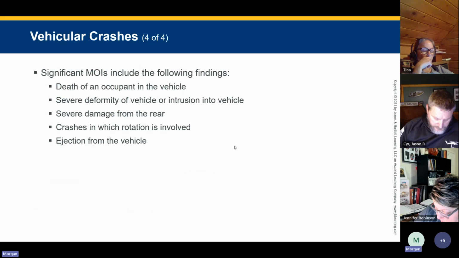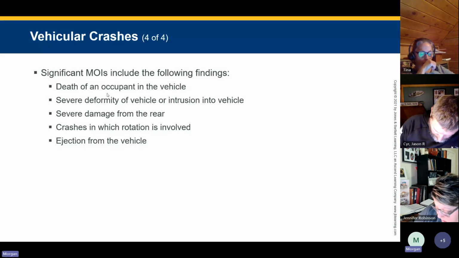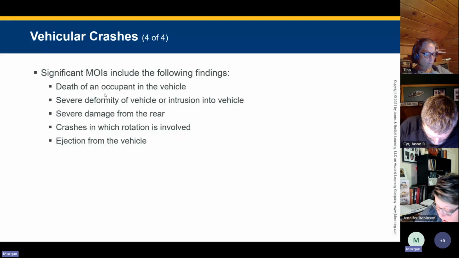So again, this should have been up with the overview. Significant MOIs include the finding of a death of an occupant in the vehicle. So if there are two or more people in a car crash and one is fatal, and the others are walking around and they're fine, I would have a very high suspicion that something's about to go down with one of them, and they should probably go into a trauma center.